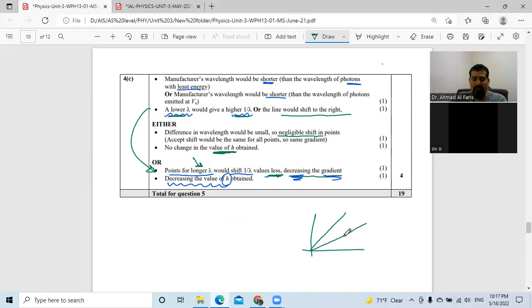So this gradient, whenever we have less gradient, not like this, it will be a little bit less, like this. That means whenever we have less gradient, the Planck constant will be smaller. Good.